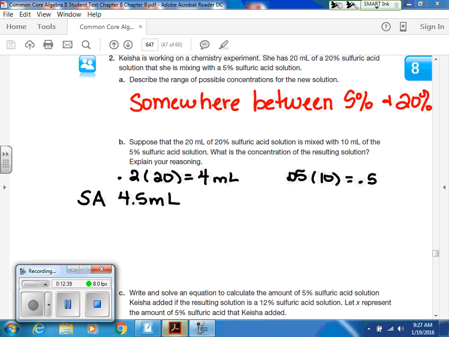How much other stuff, water or whatever, do we have? Does it say it's water? Oh, we're going to say it's water. How much water do we have altogether? How many milliliters do we have there? We don't have 30 milliliters of water. We have 30 milliliters of solution. 25. But that one, 30 minus 4.5, 25.5. Why are you doing 30 minus 4.5?